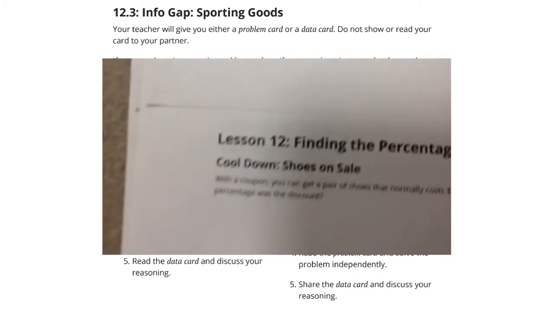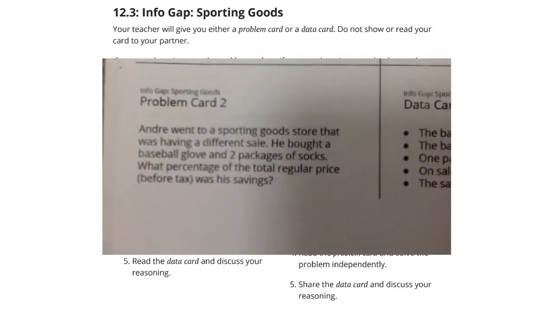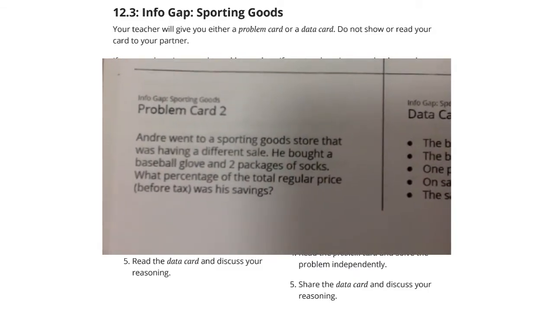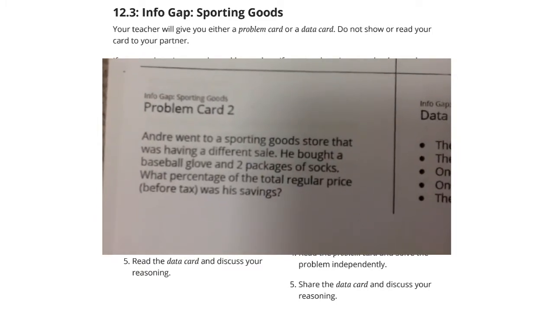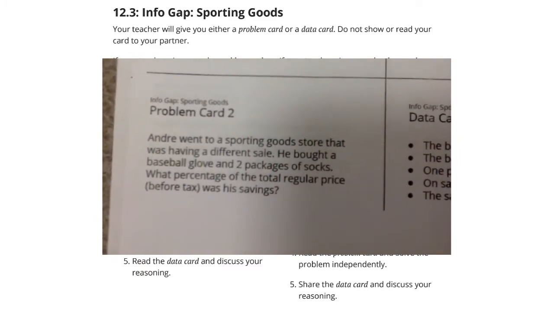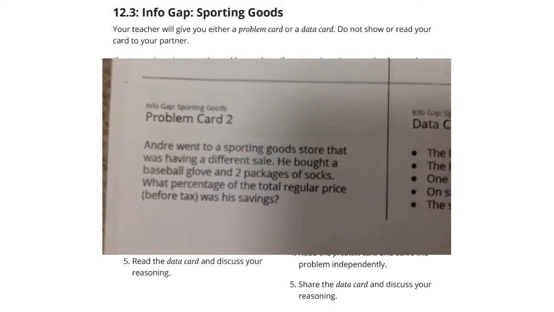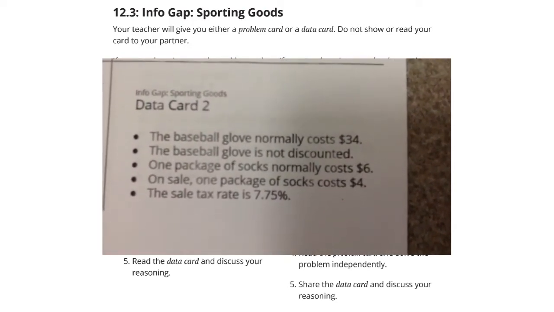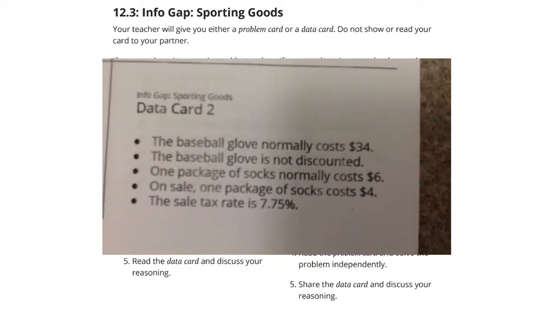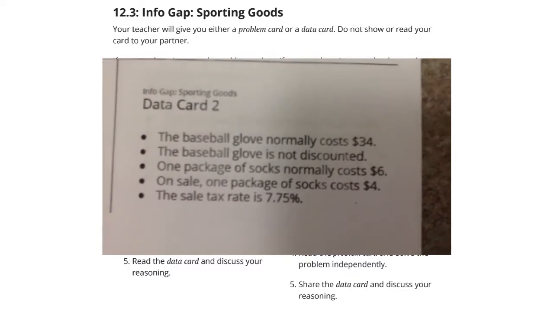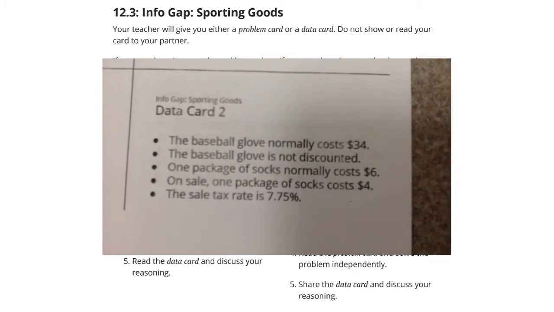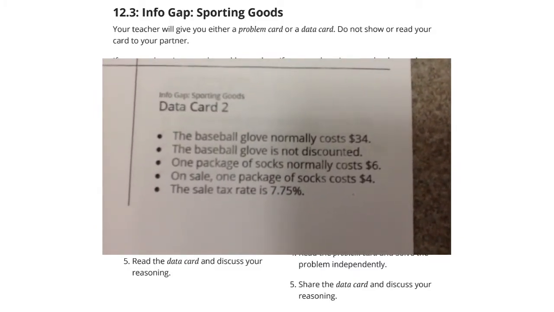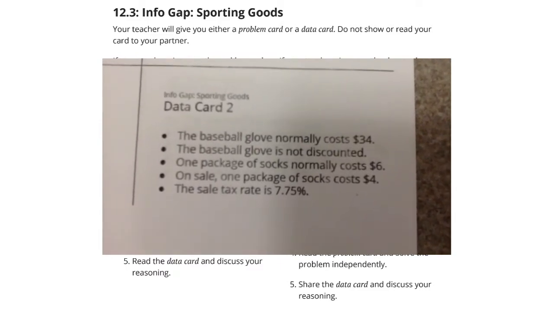Now, for problem 2. Andre went to a sporting goods store that was having a different sale. He bought a baseball glove and 2 packages of socks. What percentage of the total regular price before tax was his savings? And on our data card, the baseball glove normally costs $34. The baseball glove is not discounted. 1 package of socks normally costs $6. On sale, 1 package of socks costs $4. The sales tax rate is 7 7/75%.